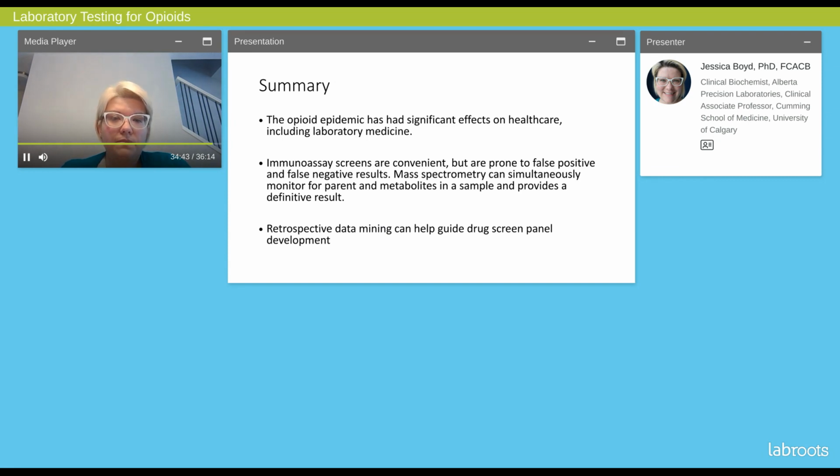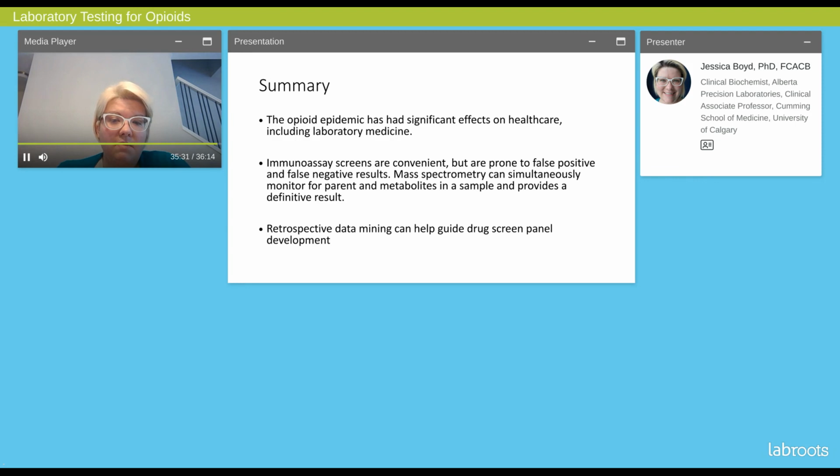So in summary, the opioid epidemic has had significant impacts on healthcare, including laboratory medicine, particularly for us for urine drug screening testing. Immunoassay screens are convenient, but they have major issues in terms of false positives and false negatives. And so mass spectrometry is really such a useful tool for allowing us to monitor parents and metabolites in the sample, to speciate those all out individually and give us a definitive result. And so if you have the opportunity to do mass spec on these samples, I think it really does provide much better information than immunoassay drug screening.